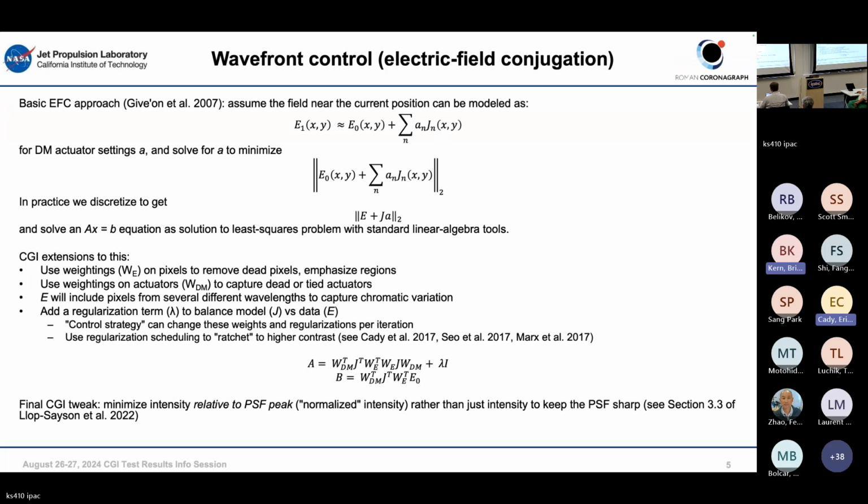You can look at a few papers we wrote after the milestone testing, saying, hey, this is what we need to do and why. I'll call out David Marx's paper at the end in particular as a very useful one. So the last thing we do that's specific to our wavefront control, and maybe has not been overly publicized previously, is we minimize the intensity relative to the peak of the PSF, the normalized intensity, rather than just intensity. The reason is we want to keep the PSF sharp. You can imagine the wavefront controller saying, hey, what if I smear everything out? That really makes a very dark hole. Well, yes, it does, but it gets rid of the planet, which is not what we wanted to do.